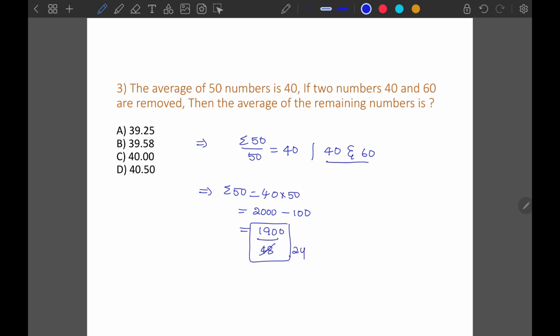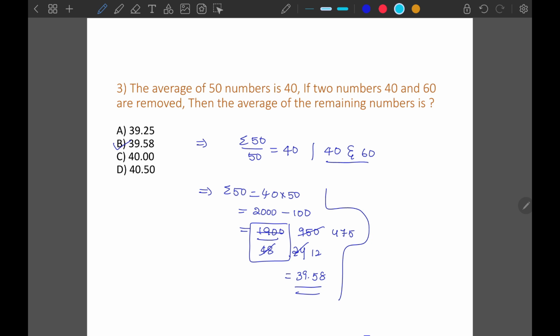Let us solve. I have used the calculator and it is 39.58, which is an option, but you can also solve this question like this.